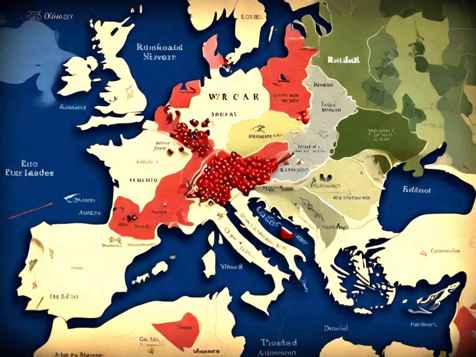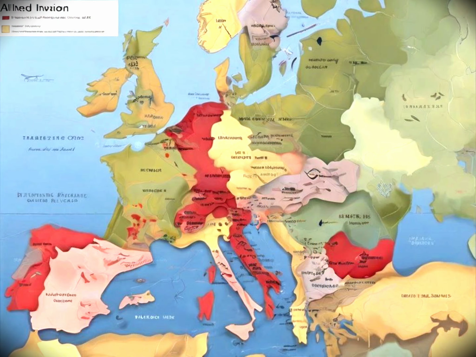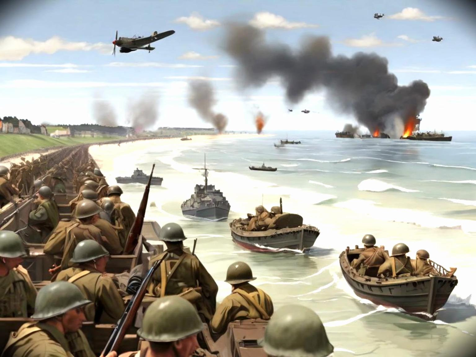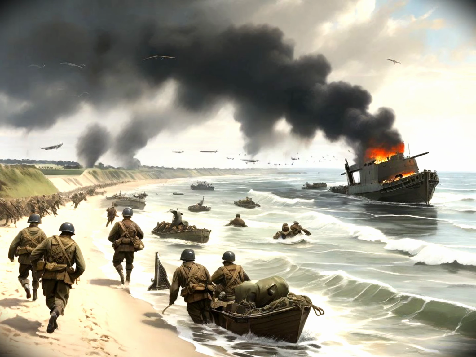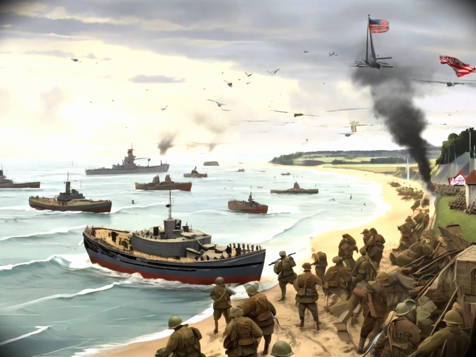Legacy. D-Day is commemorated annually as a symbol of Allied unity, courage, and sacrifice. The Normandy American Cemetery and Memorial, located in Colleville-sur-Mer, France, serves as a solemn reminder of the thousands of Allied troops who gave their lives on D-Day and throughout the Normandy Campaign.